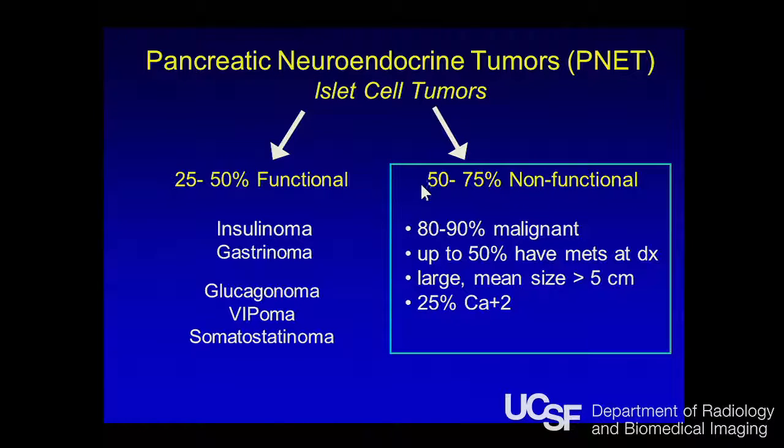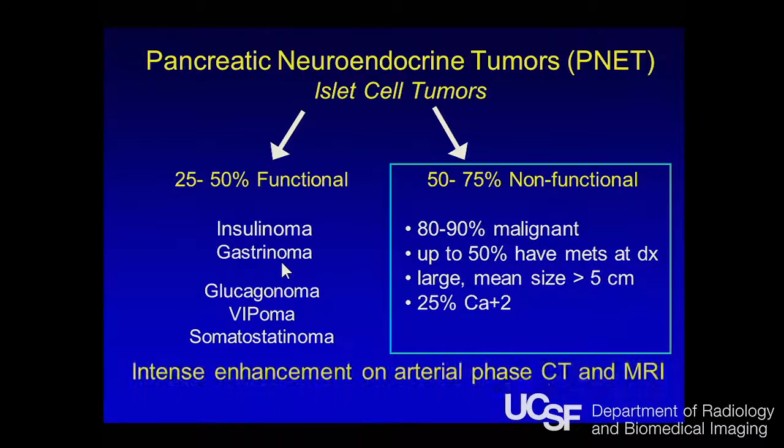All right, so up to 75% of cases of the PNET tumors are actually non-functional. This is not good news. Why? Because most of these are malignant, right? Up to 90% are actually malignant. Up to 50% will have metastatic disease at the time of diagnosis. These tend to be fairly large, mean size of over 5 cm. About a fourth will have calcifications. And we'll talk a little bit more about the functional types.